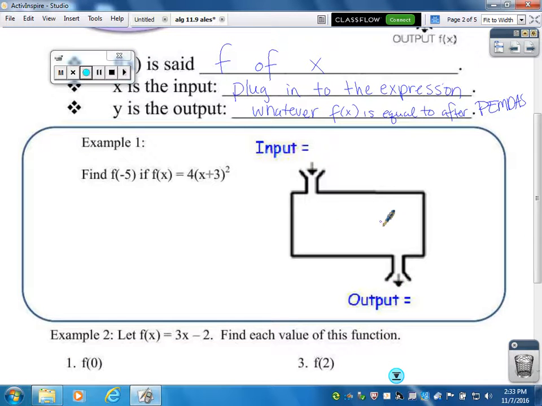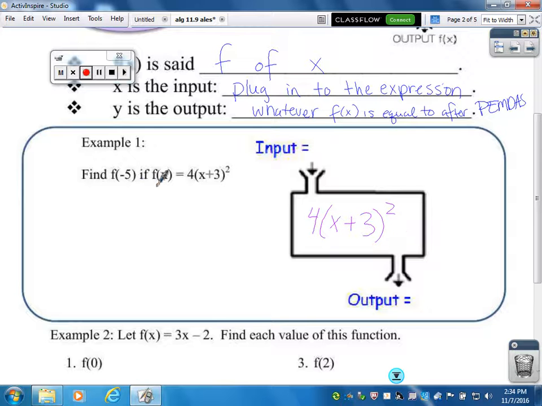So here's our old-fashioned function machine, and we always have an input that goes in this section, goes through here, a rule happens, and we get an output out here. The way this is read is find f of -5 if f of x equals 4 parentheses x plus 3 squared. So the 4 parentheses x plus 3 squared is now our rule. It used to be something like times 5 or add 2. Now we've got a big expression there.